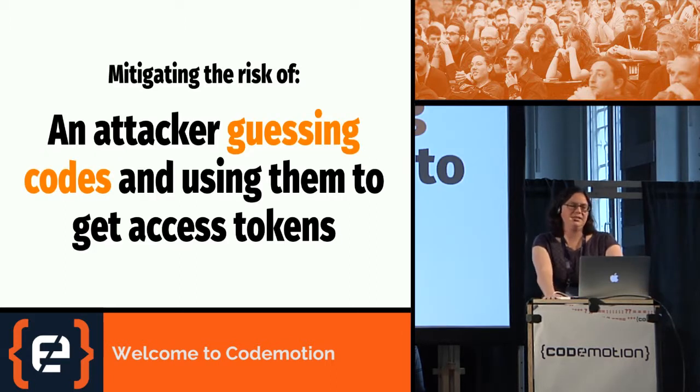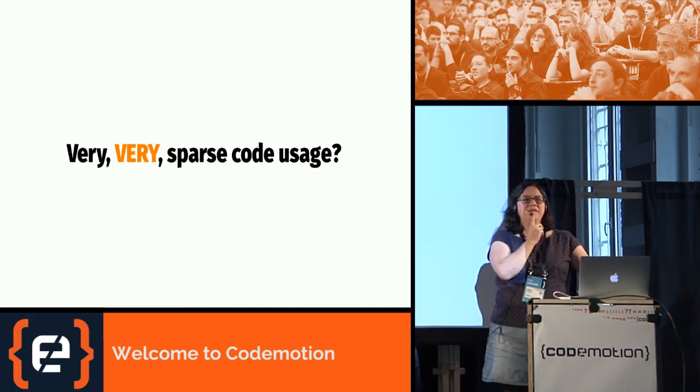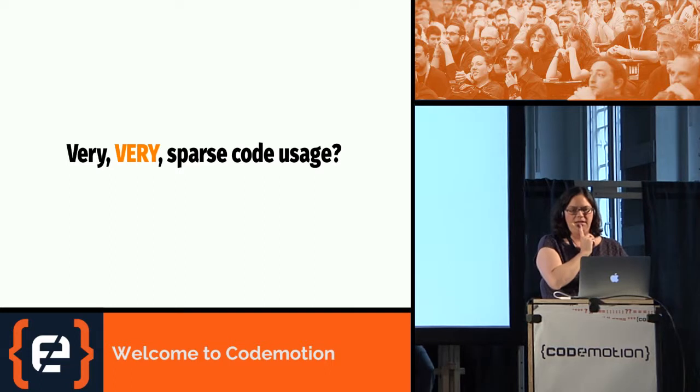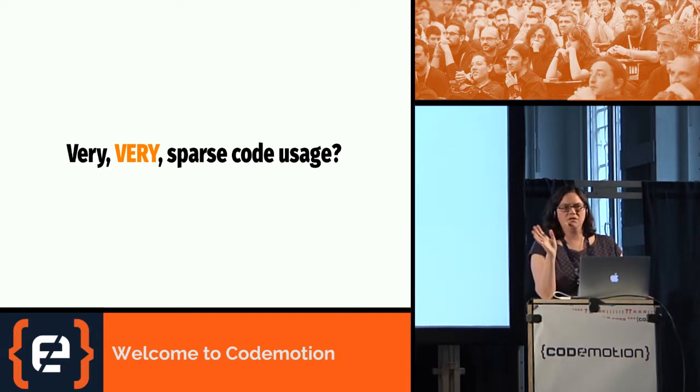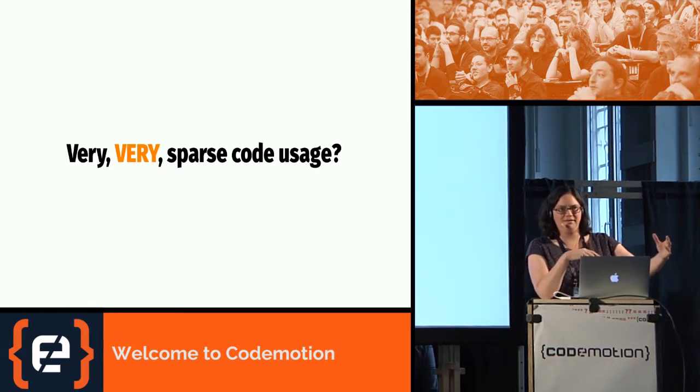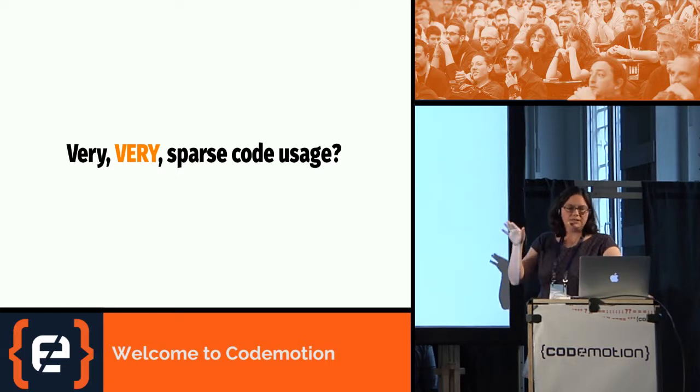So how do you mitigate the risk of an attacker guessing codes and using them to get access tokens? So you might think, well, what if I just use very, very sparse codes? If I just have so many codes, the likelihood that they will guess one that's actually currently used and active is going to be really hard. This is how most authentication works, right? You get a long access token that's hard to guess, and that is why it's safe. But the whole point of this is that it's not a long token. It's something short, fast, easy to read, types easily, person feels like magic, right? So this doesn't work.